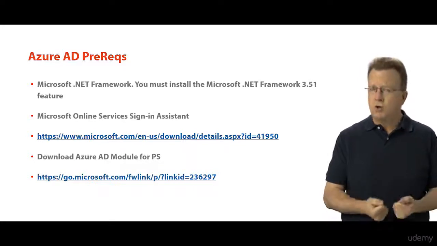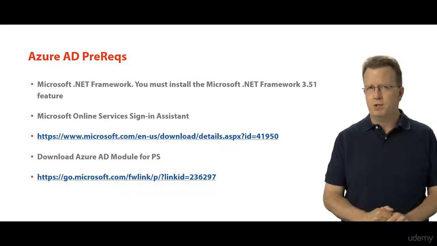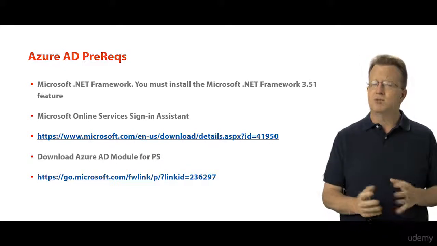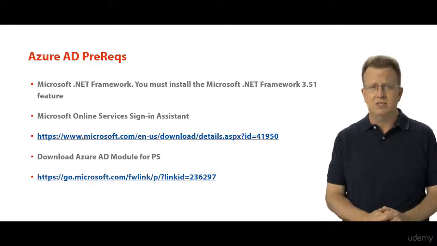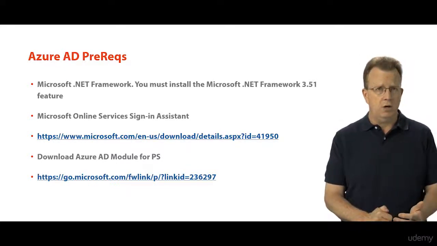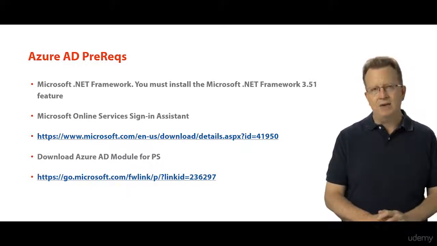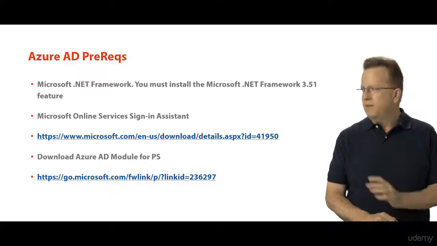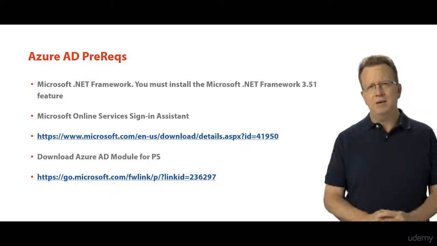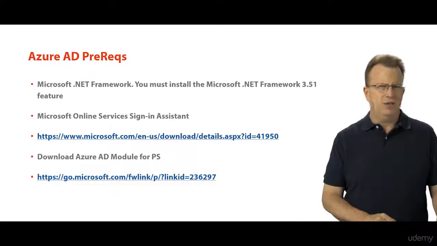If you don't, when you go to install the Azure AD module for PowerShell, you'll simply get an error message saying, I'm sorry, you don't have the current sign-in assistant available, we can't install. Once you've got that installed, you can then go and actually download the Azure Active Directory module for PowerShell. And there's the URL for it. I've actually taken the liberty of already downloading it, and let's go ahead and install it.